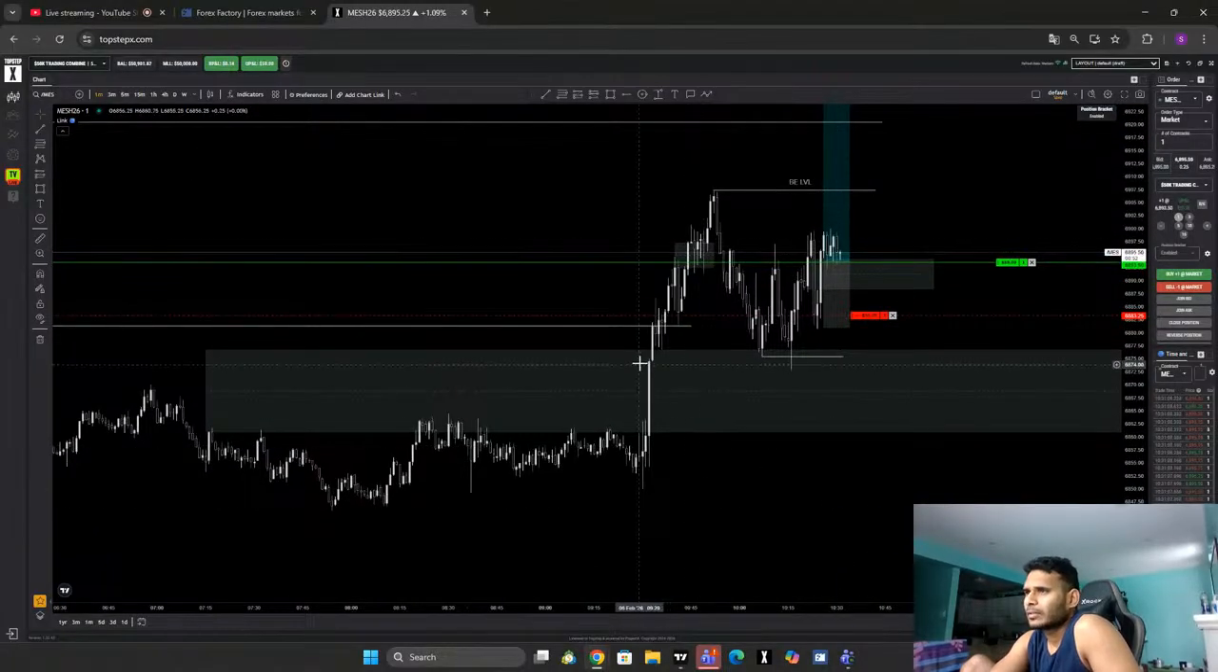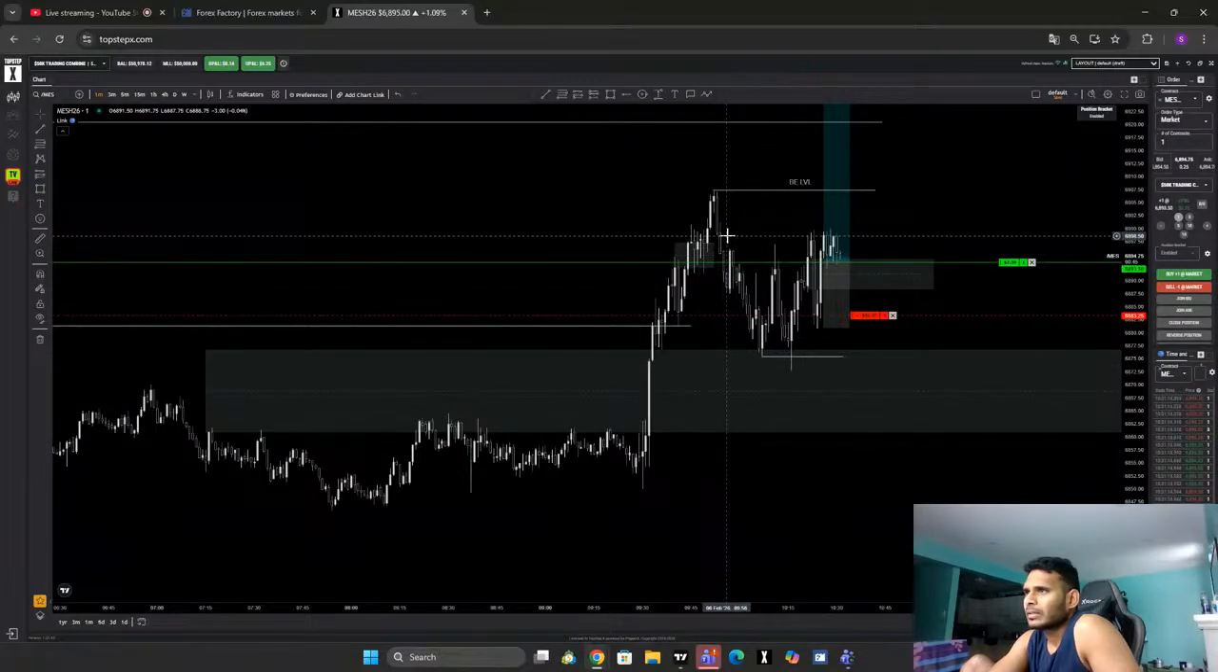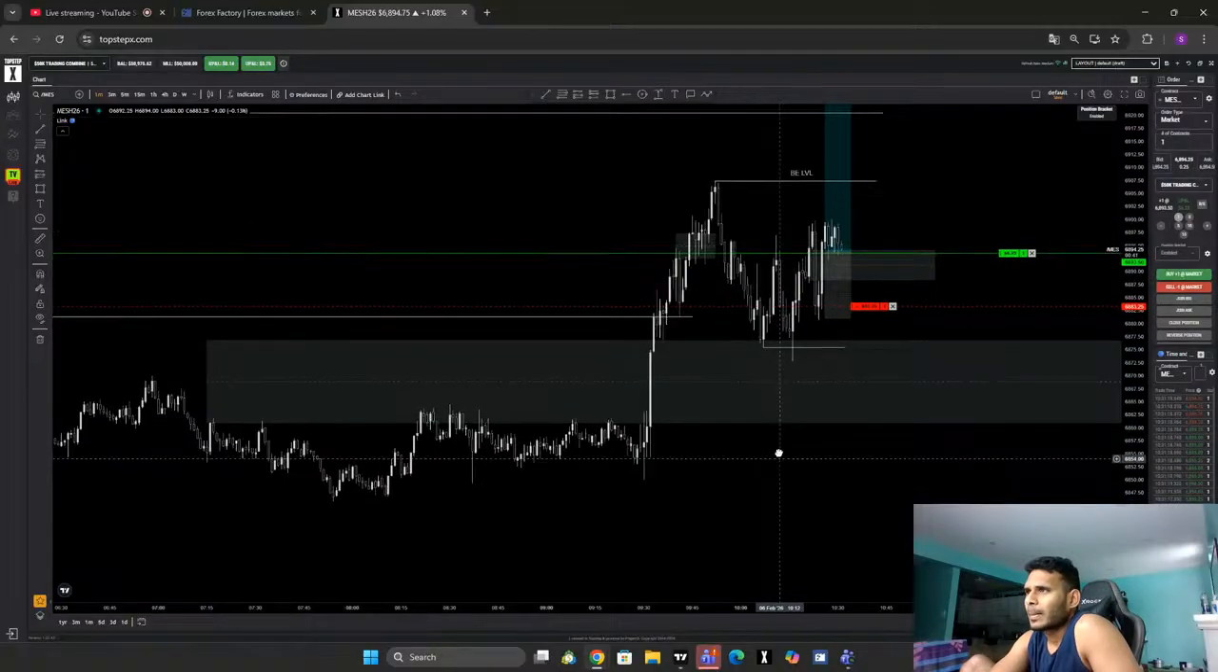Good push, 20 minutes. Every higher time frame level getting tapped. We got the market buy model. And we still hesitate to break this high. That's the problem for me.